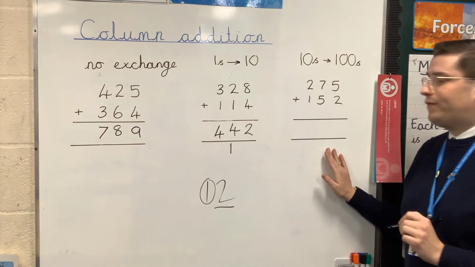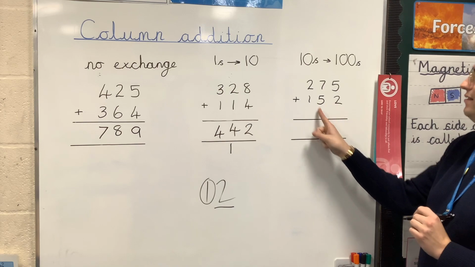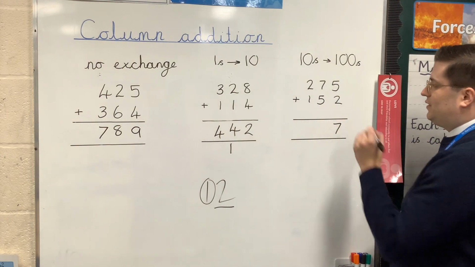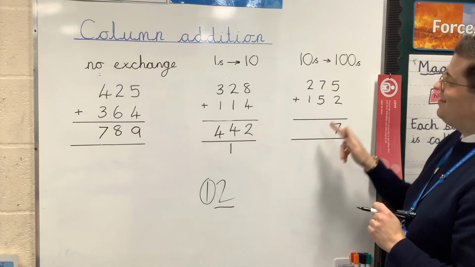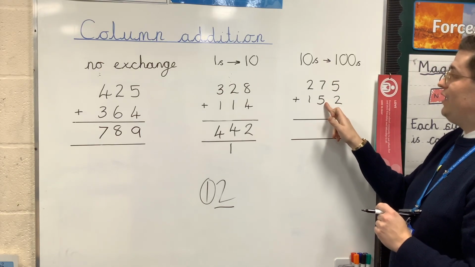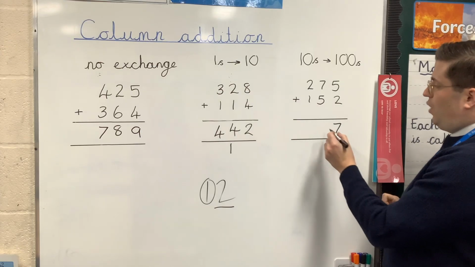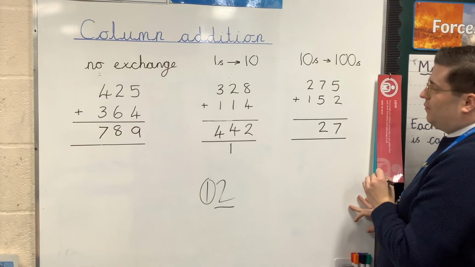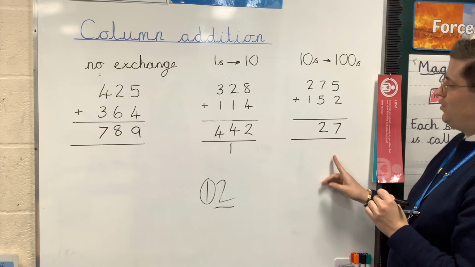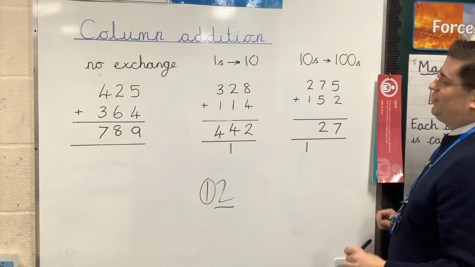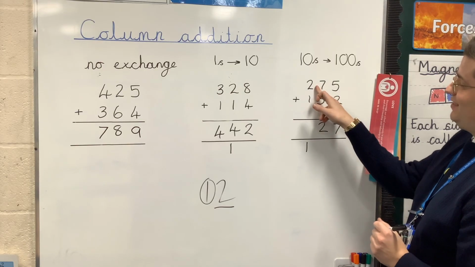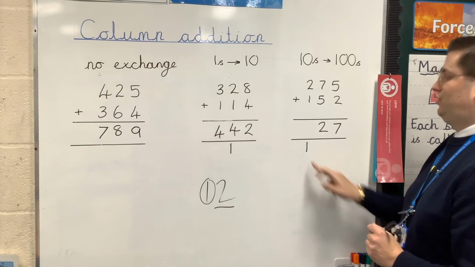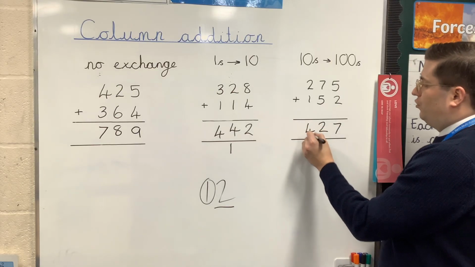This example involves exchanging tens into hundreds. So 5 ones add 2 ones, we can do straight off is 7 ones. 7 tens add 5 tens will be 12 tens. So again, we're going to put 2 tens here, but our extra 10 tens we're going to exchange into 100. So we can then say that 2 hundreds add 100 will be 300, add our extra 100 will be 400.